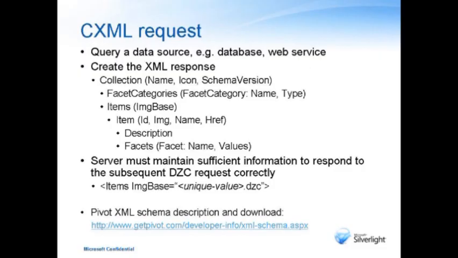Lastly, for reference, you can find the Pivot schema description and a download of the XSD file on the GetPivot website under developer-info XML-schema. So that was the CXML request. You've handed back the CXML containing the list of your items.